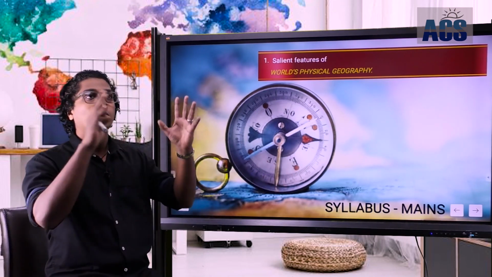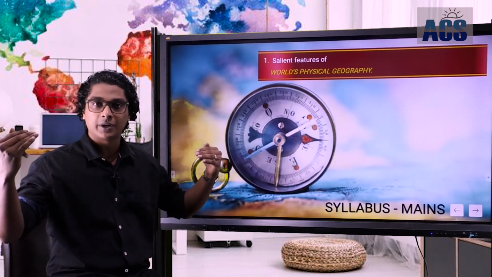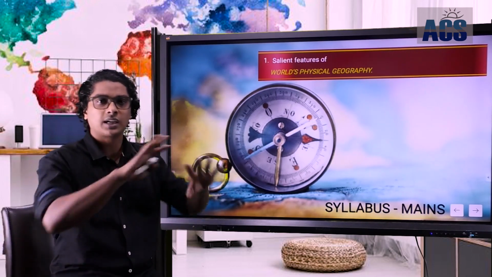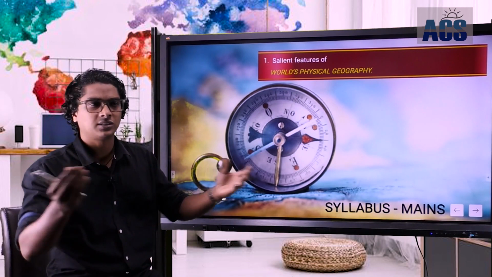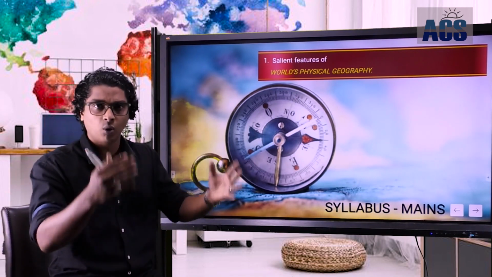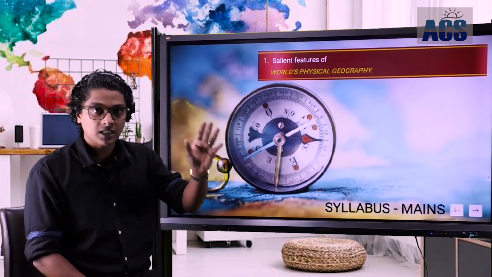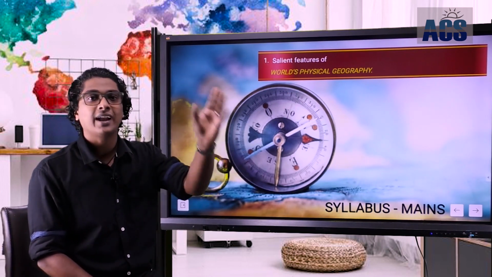Now if you look around us, we have weather and climate. At a certain time it's raining, at a certain time it's winter, at a certain time it's summer, there are different seasons, and sometimes it feels so hot, sometimes it's cold. There are so many things happening around us in the atmosphere. So the second part of physical geography is climatology. We will be studying the atmosphere, the weather and the climate.